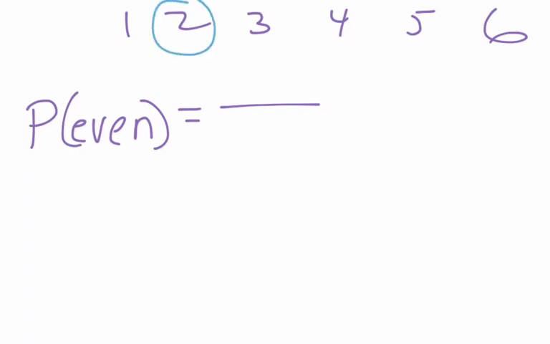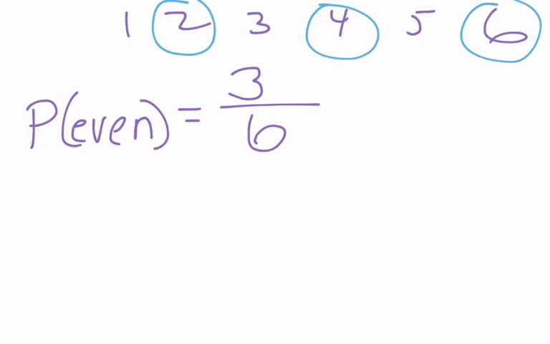Well, I can roll a 2, I can roll a 4, or I can roll a 6. So there are 3 ways that I can roll an even number divided by the total possible outcomes in the sample space. It's 3 over 6, and most of the time you will want to simplify that fraction as much as possible. Probability can be expressed as a ratio, a decimal, or a percent, and you should be pretty fluent in moving back and forth between them.